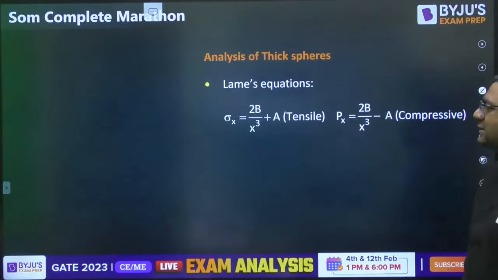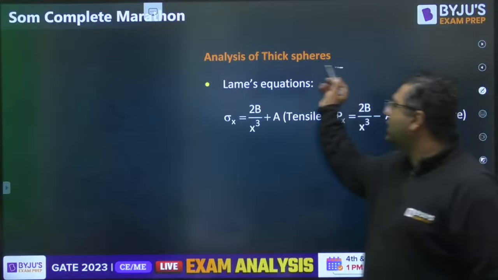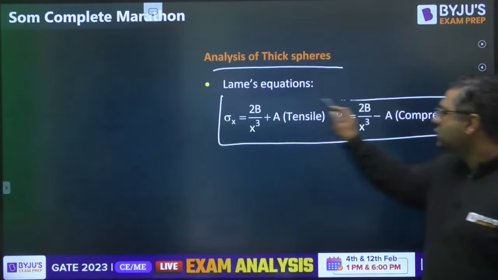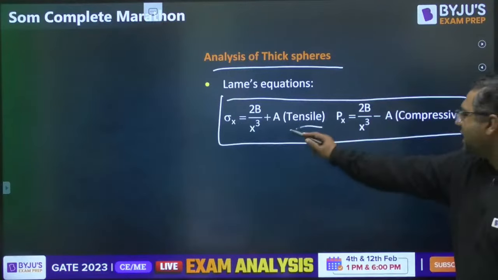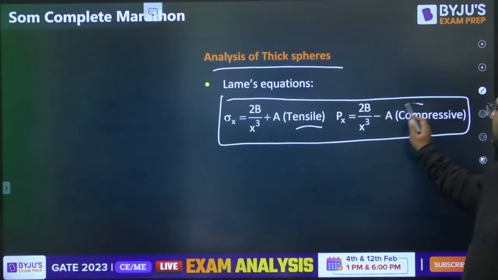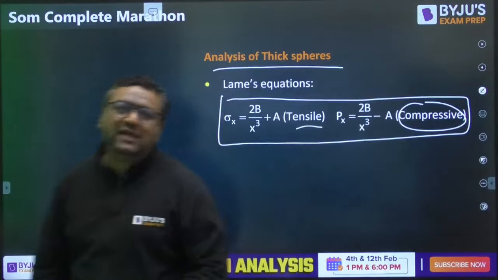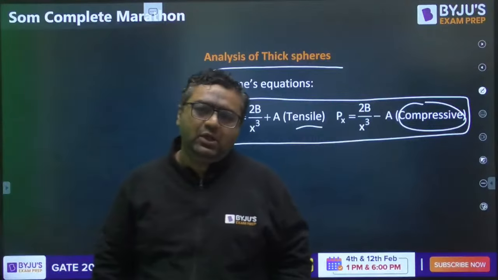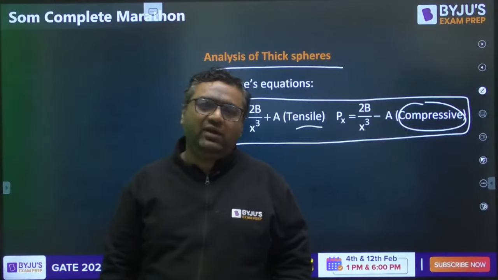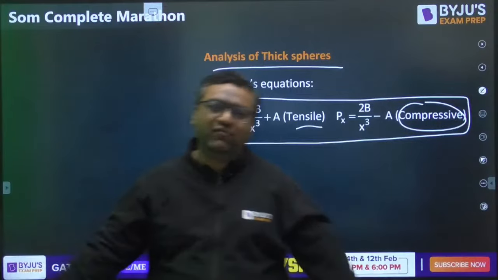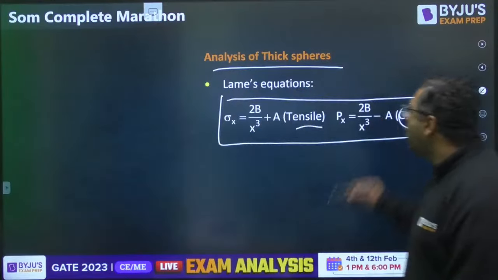Then for the analysis of thick spheres, you will have this formula: 2b by x cube plus a, tensile, and 2b by x cube minus a, where minus means compressive and plus means tensile. You know a sphere has all dimensions the same, so in the sphere we have no separate circumferential and longitudinal, it is only circumferential. I feel you got it.